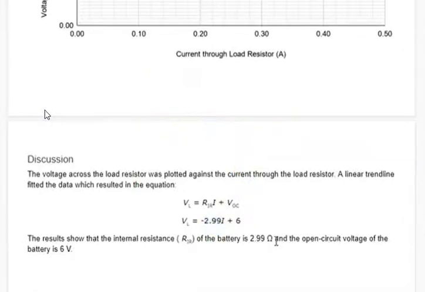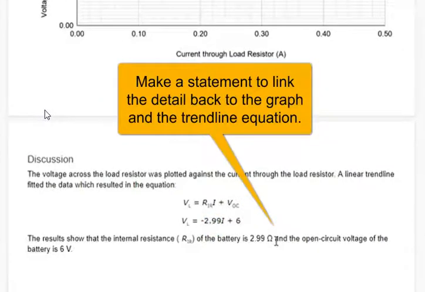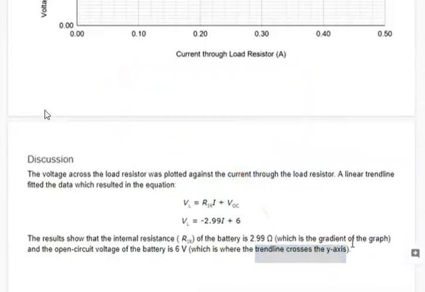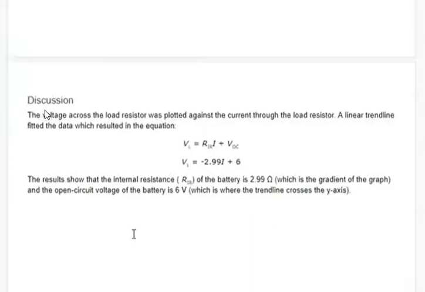Now I can add a little bit of detail to relate this to the graph. I've just added that the gradient is 2.99 and that the 6 volts is where the trend line crosses the y-axis. So that links it to the graph and to the equation for the straight line. As we know, the general form is y equals mx plus b. I'll do a really brief evaluation of accuracy, reliability, and validity.